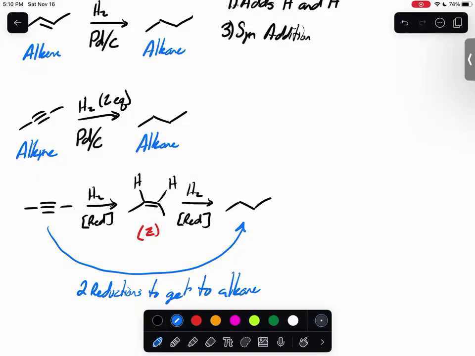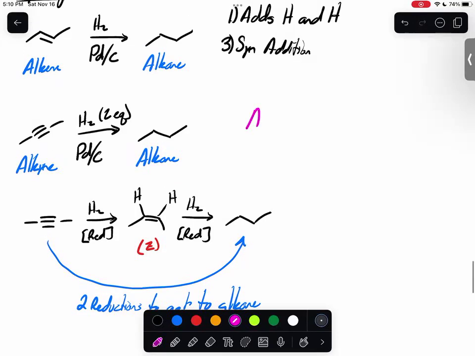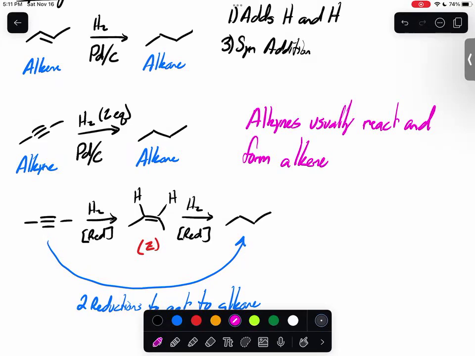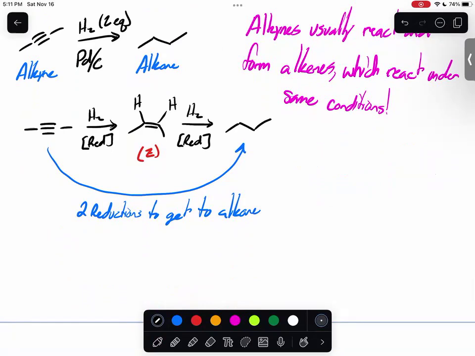And now the first thing that you may think to yourself is what if we only wanted one, right? Because in this case, what we're saying is that alkynes usually react and form alkenes, which react under the same conditions. All right? So unlike alkenes, these things can just do things twice. So what if we only wanted one addition to occur?